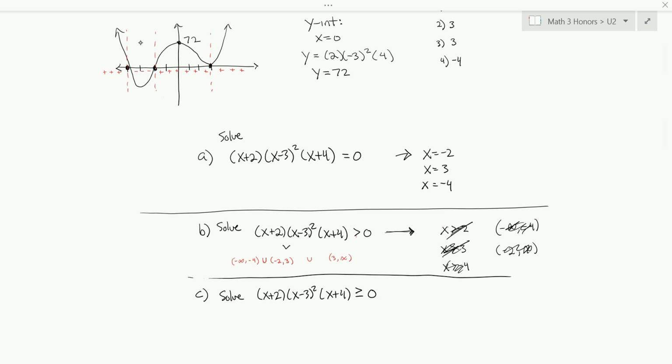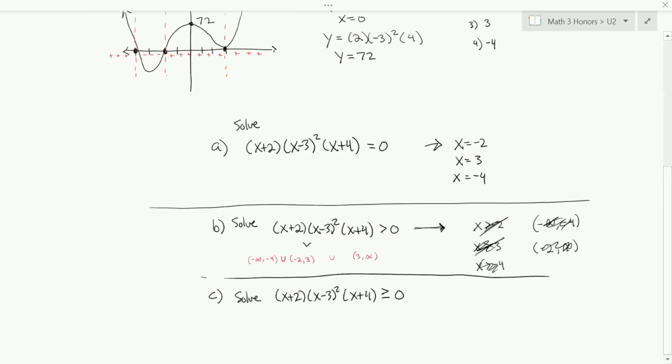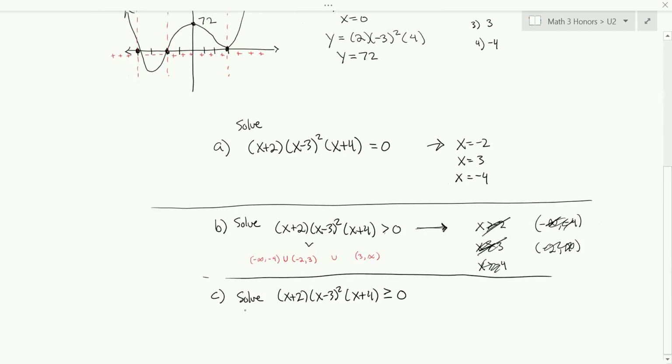Anybody want to try this one? So, is it going to start the same? We go from negative infinity to negative 4? Except what's going to be different here? Bracket, because we can include that negative 4. We're allowed to have that.